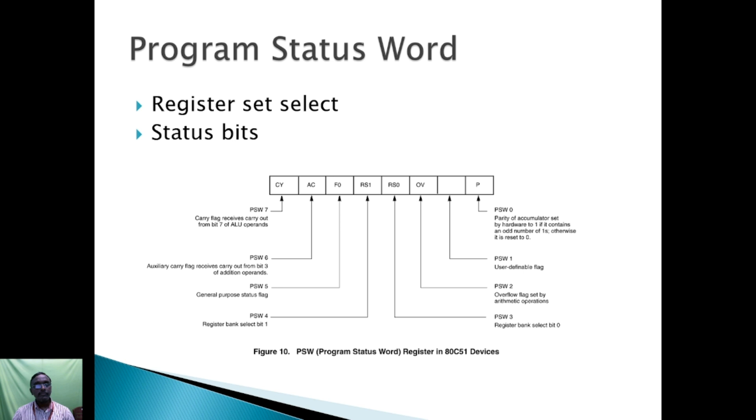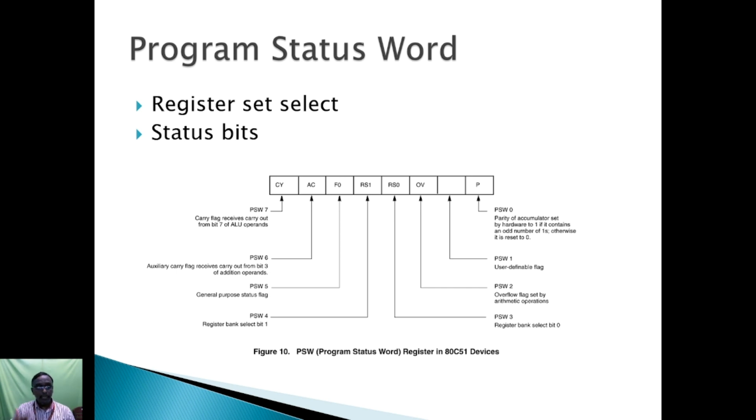Next one is program status word, the register set selector and status data. The first one is PSW7, the carry flag. When there is a carry, the flag is set. The 6th bit is the auxiliary carry. When the auxiliary carry is received, it is set, otherwise reset.